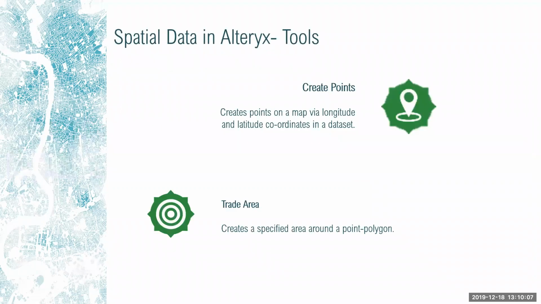So just a brief overview of some of the tools that we'll be using today. I've grouped these into two main categories. The first category is creating spatial data, so making spatial data out of more traditional data types. So we're going to be using the Create Points tool, and this converts latitude and longitude coordinates into points on a map. We're also going to be using the Trade Area tool, which, as it suggests, creates a trade area around a specific point.